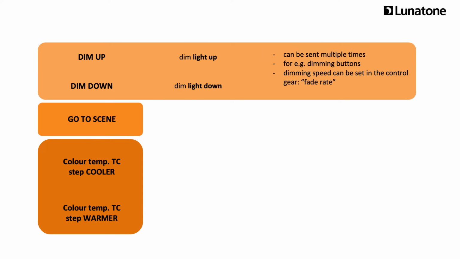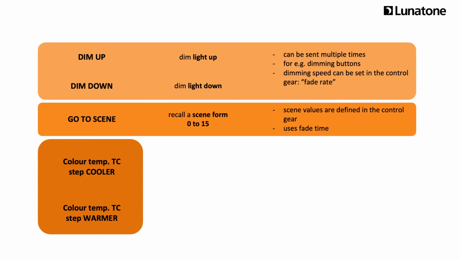When sending the command up, the light is dimmed up, increasing the brightness, and the command down dims the light down. The up or down command is often sent several times until the desired brightness is reached. A typical application is a dimming button. As long as the button is pressed, the command is sent. The speed for dimming, up or down, can be set with the parameter fade rate in the settings panel of the control gears. We will talk more about this parameter later on. The command go to scene recalls the values programmed for the scene.